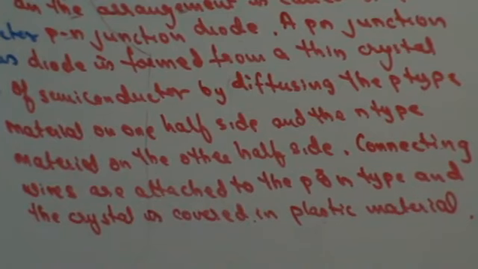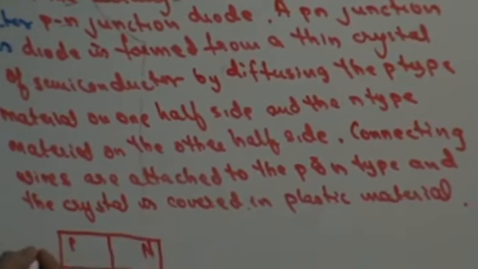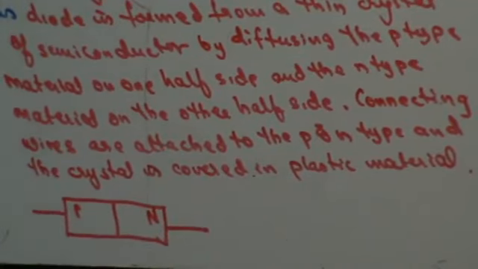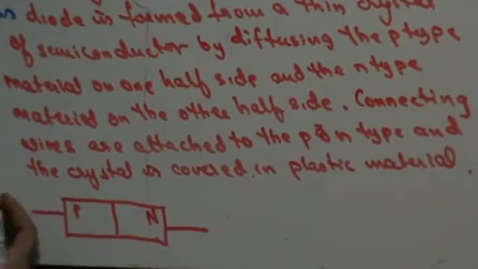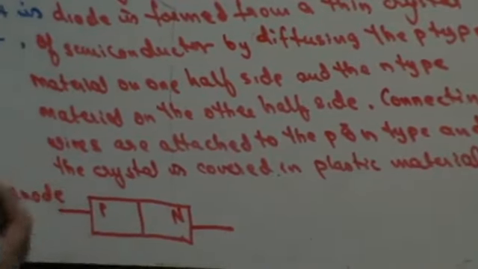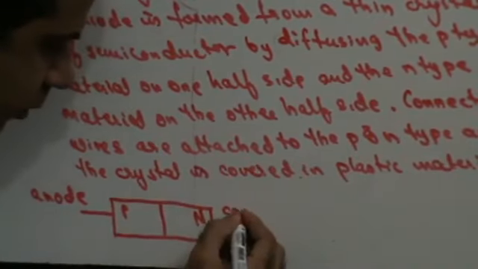Fine, do we get this in clear? Now, a PN junction diode is also called a junction diode, a semiconductor diode, or a solid state diode. How does it look? You would have a crystal. Half of the crystal is doped with P-type semiconductor, the other half is doped with N-type semiconductor, and you have connecting wires coming out from either side. The P-type region is called the anode, and the N-type region is called the cathode.